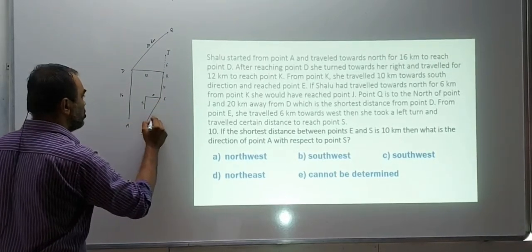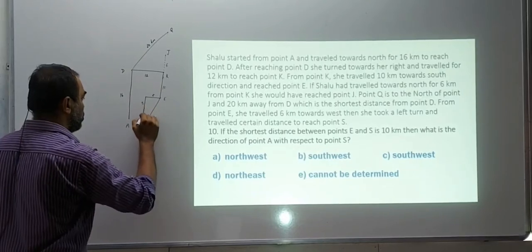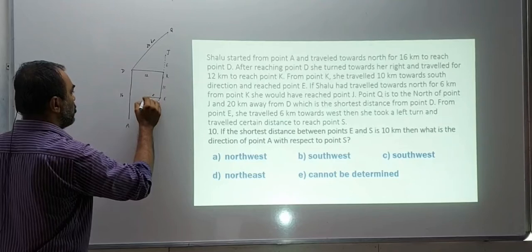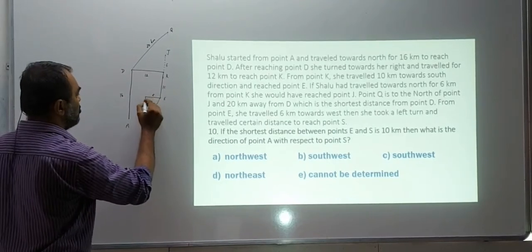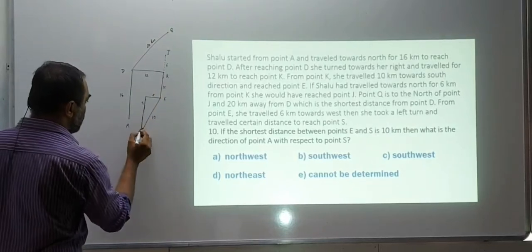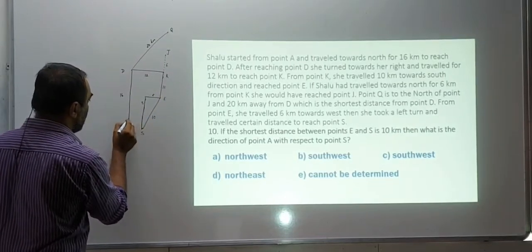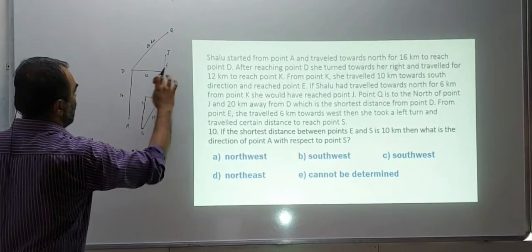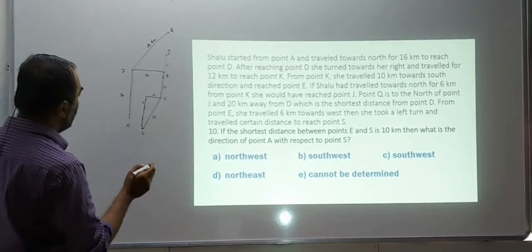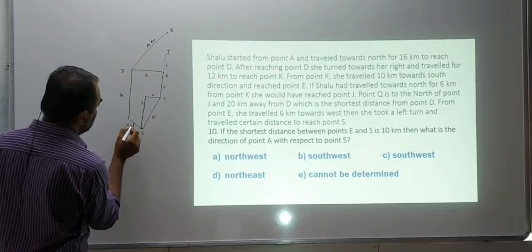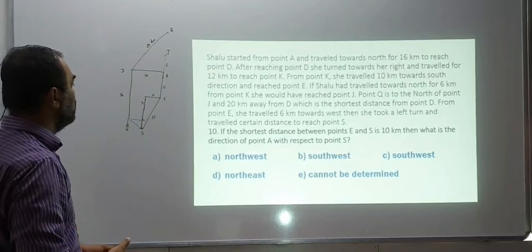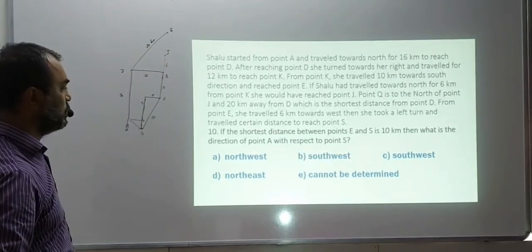E and S is 10. Yes, E and S is 10. So by Pythagoras theorem, if this is 10 and this is 6, this has to be 8. So 10 and 8 makes 18. So the point S is over here and point A is over here. This is 16. So 10 and 8 makes 18. Now you can see where point S is with respect to A, which is this. So this is the east and this is the south. So the answer should be the southeast.